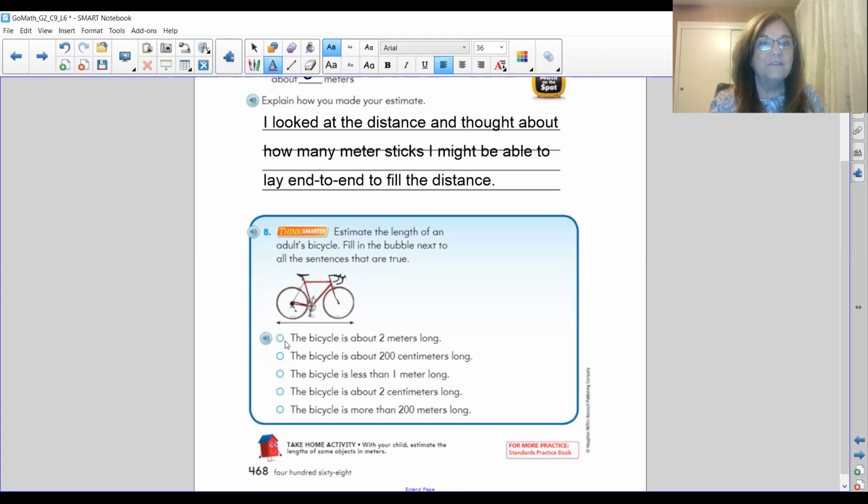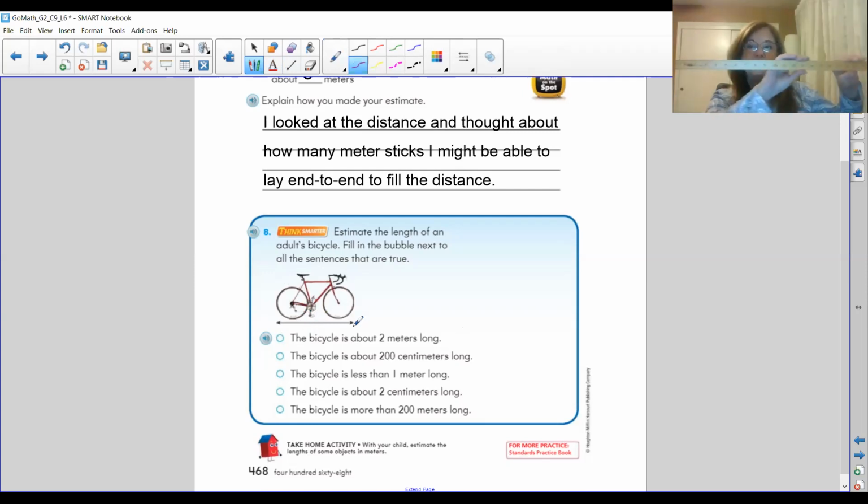So let's estimate the length of an adult's bicycle. So we're going to fill in the bubbles next to the answers that are correct. The bicycle is about 2 meters long. So remember how long a meter stick is? Do you think that maybe would be 1 meter stick and 2 meter sticks? About 2 meter sticks long, 2 of these? Probably close, pretty close. So if you said yes, then I think you're correct.